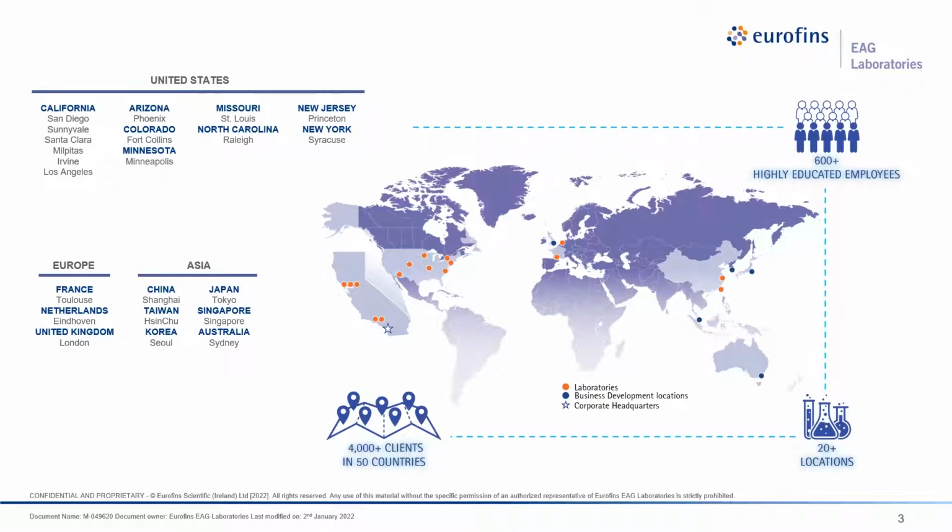Also, a brief introduction to EAG. All the dots you see on the screen represent the EAG laboratories and their locations. As you may see, we have a presence in over 20 locations on 4 continents, and we have staff of over 600 scientists, highly educated and experienced people. We serve over 4,000 clients per year who are located in 50 different countries.